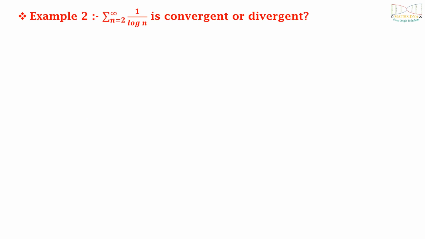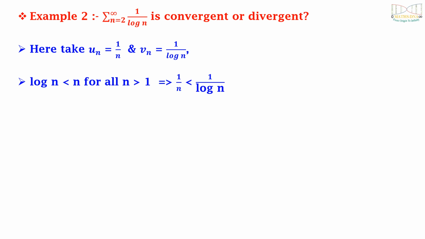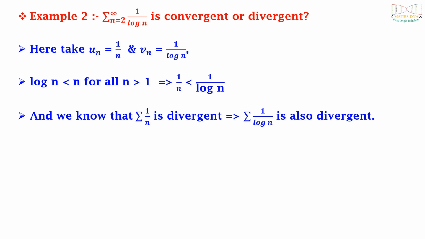Example 2. Summation n running from 2 to infinity 1 by log n is convergent or divergent. Here take un equals 1 by n and vn equals 1 by log n. And we know log n is less than n for all n greater than 1, which implies 1 by n is less than 1 by log n. And we know that summation 1 by n is a divergent series, which implies summation 1 by log n is also divergent.